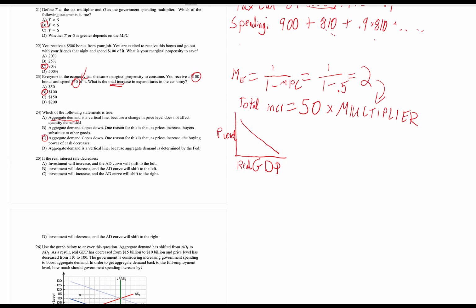If you look at B, the suggestion there for why it slopes down is that as prices increase, buyers substitute to other goods. Well, as we talked about, that is not something that can happen with aggregate demand, because aggregate demand is the demand for all goods. So we can't substitute from a car to a boat, because both cars and boats are included in aggregate demand. The answer is C.